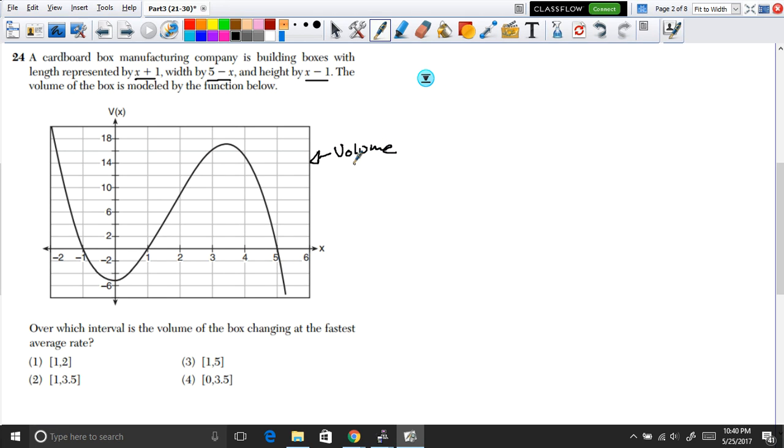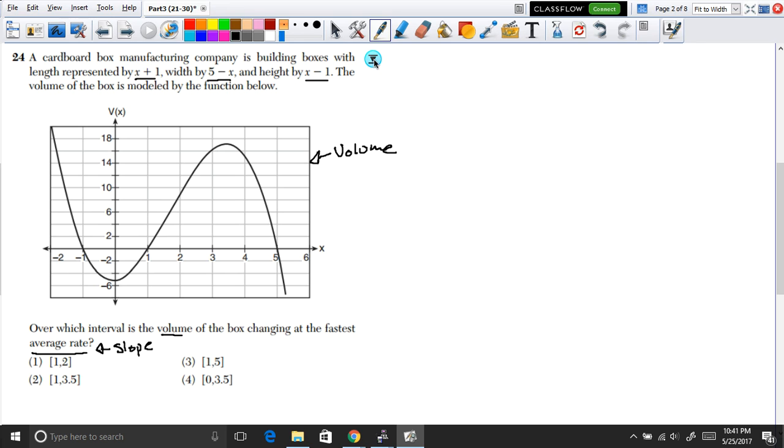Now let's see here. It says, over which interval is the volume of the box changing at the fastest average rate? Okay, I see. We know this function illustrates the volume of the box. And again, if we're looking at the average rate, it's the same as the previous problem. Average rate, you can think about this as the slope. So pretty much what they're asking you here is to find the slope between certain points and let me know which of those slopes is the highest.